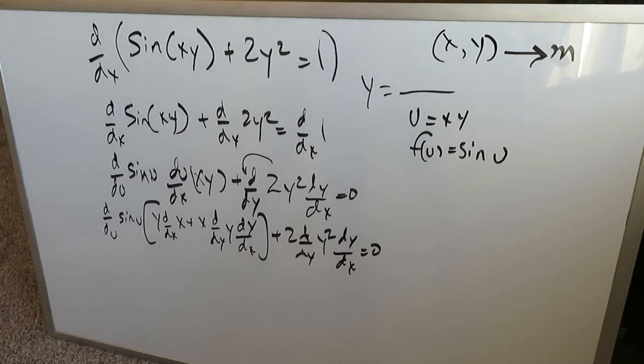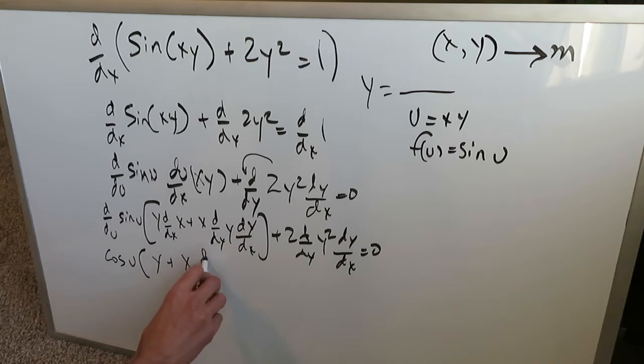Now in this next step we have to actually do some real work. Sine u, the derivative becomes cosine u. y times the derivative of x is just a y. x times the derivative of y is just an x, because the derivative of y is just a 1.